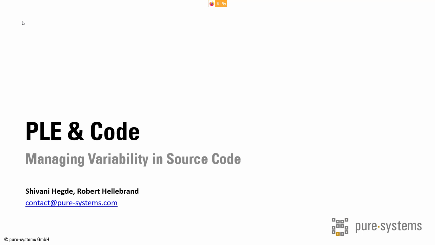So this is the fourth episode of a series that will introduce you to product line engineering across the development lifecycle with pure::variants and its integrations to the various engineering tools. So today's topic is product line engineering and code, that is managing variability in source code.